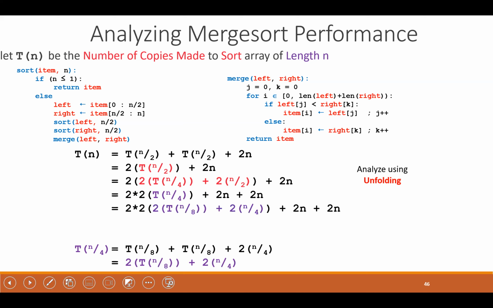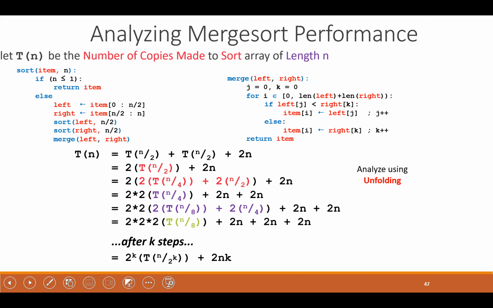And then I'm going to do a little algebra. I'll multiply everything in the brackets by 2 times 2, which is 4, which means that I get 2 times 2 times 2 times T of n over 8. This 2 times 2 is equal to 4, which cancels this. So I'm left with 2n there. So now I have 3 of these 2n terms, and this is unfolding here.